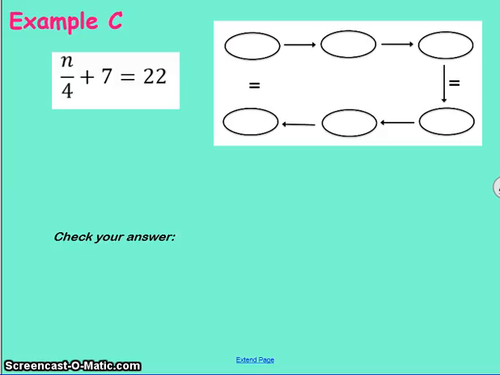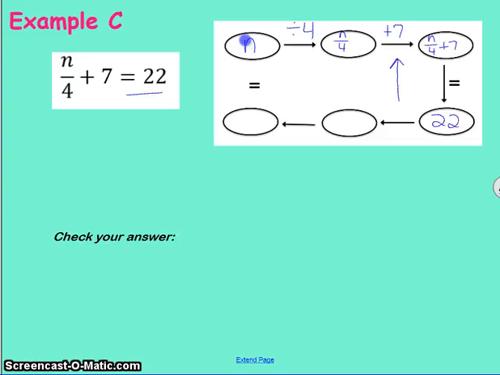Example C says n divided by 4 plus 7 is equal to 22. Remember, I always start with my variable, whether it's x, whether it's y, whether it's n. I always start with my variable. Well, I also know that a fraction means division, so I'm going to be dividing by 4 here. Well, n divided by 4 is just that fraction, n divided by 4. My next step would be to add 7. Well, n divided by 4 plus 7 is just n divided by 4 plus 7. And that's equal to that 22.